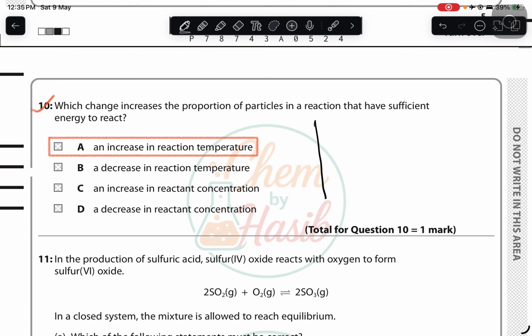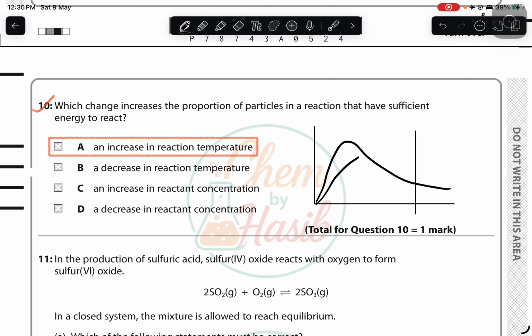If you remember the Maxwell-Boltzmann distribution, we studied this in the Maxwell-Boltzmann distribution. In the distribution, if you increase the temperature, the curve changes, the peak decreases and the peak shifts to the right. So the proportion of particles to the right of the activation energy increases, right, which have energy greater than the activation energy. So when you increase the temperature, the area under the curve to the right of the Ea line increases. So more proportion of molecules have energy greater than the activation energy, right?